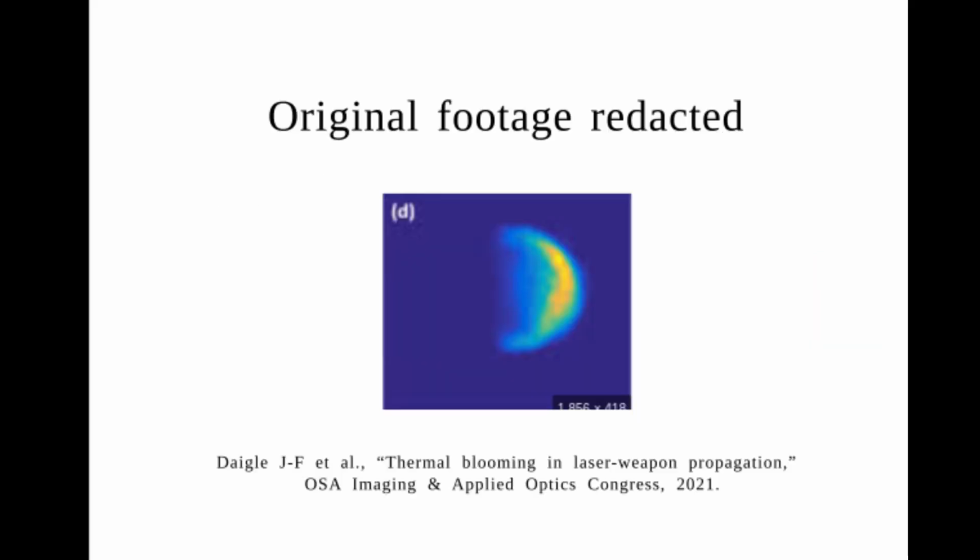And this is footage of an actual experiment with a high energy laser. So you can see in this case there is wind and then you get a sort of crescent shape. You can see how it fluctuates due to various turbulences and variations in the atmosphere.